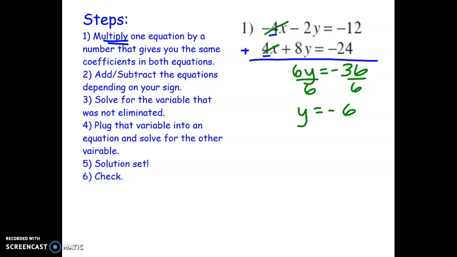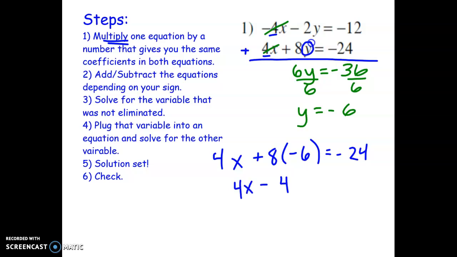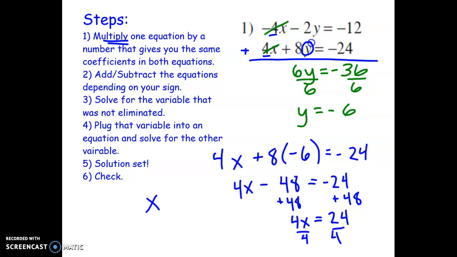So now let's take that y is -6 and we'll plug it back into one of our equations. It does not matter which one. I like the second equation better because there's less negative signs. Sometimes that makes things easier. So here we'll go 4x plus 8 times -6 equals -24. So we'll get 4x minus 48 equals -24. Again, we're just trying to get the x by itself, so I'll add the 48 to the other side because you have to do the opposite. So we get 4x equals positive 24. Almost done. We'll divide out that 4. So we're going to get x equals 6.